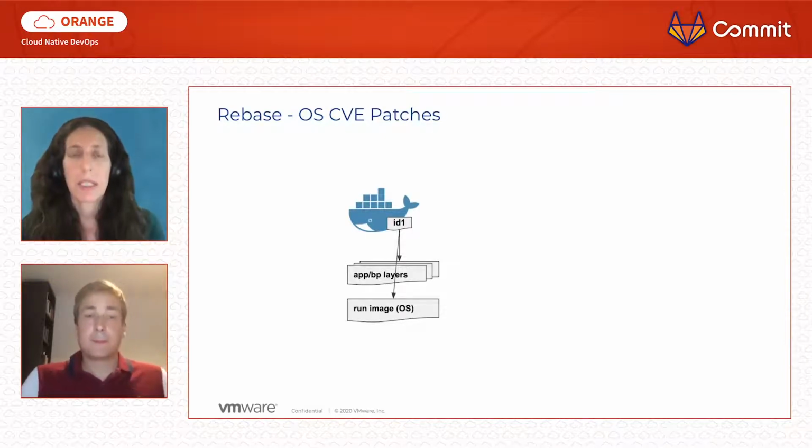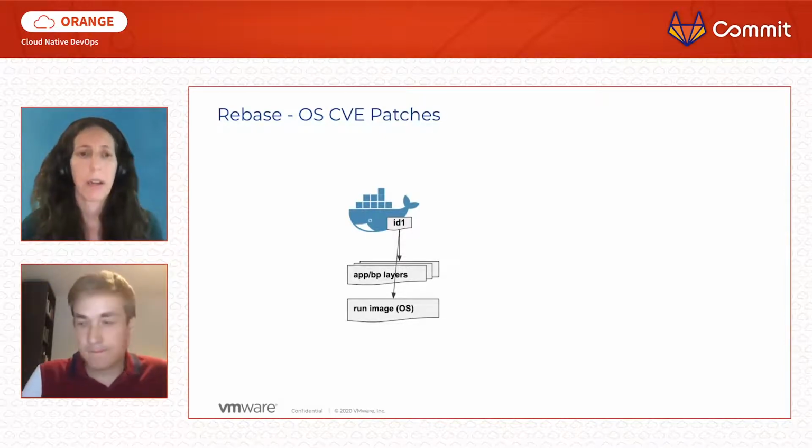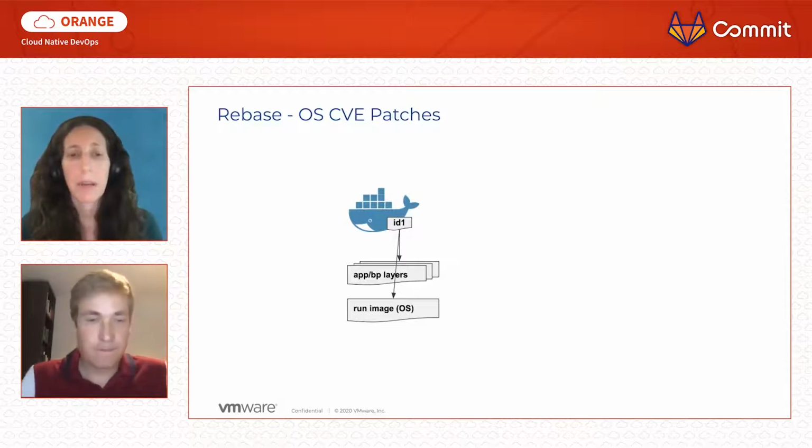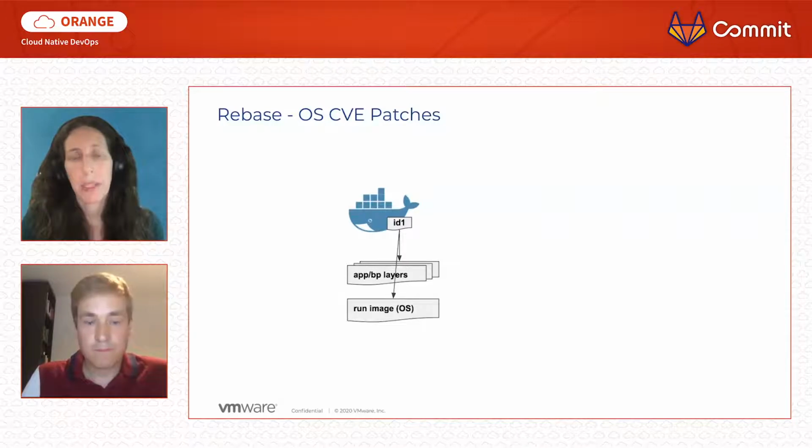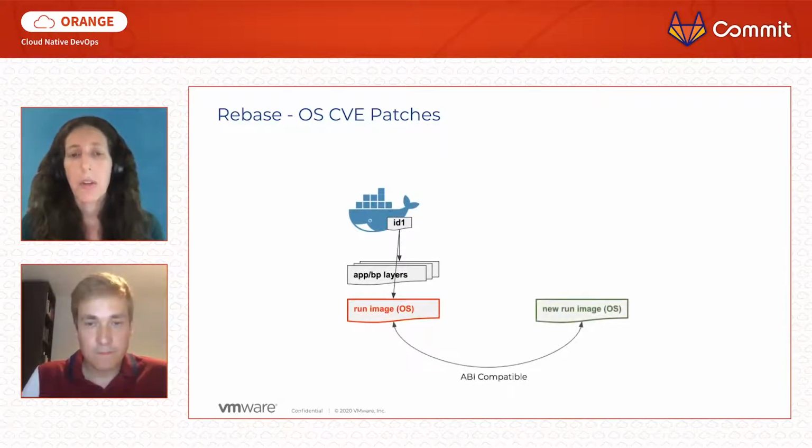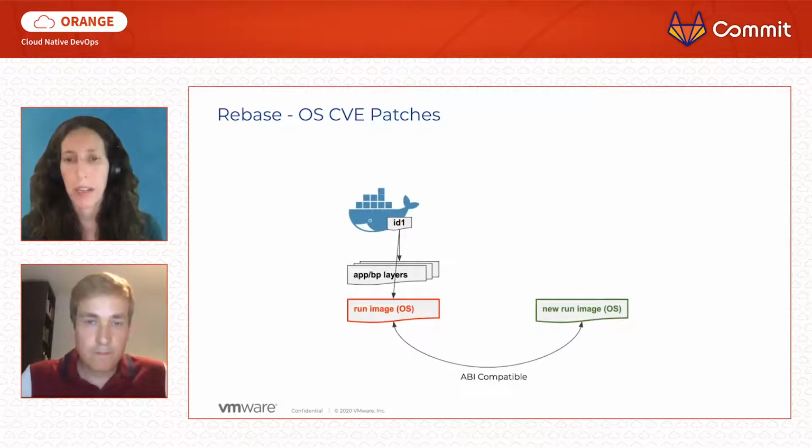Think about a situation like Heartbleed or Spectre, where there's a vulnerability in the operating system. And as an enterprise, you might need to patch hundreds or thousands of virtual machines or container images. In the case of Cloud Native Buildpacks, the way this works is, say you have an image and a vulnerability is detected at that operating system level. A new operating system with a patch is made available, right? And as soon as that patch is available, you would obtain the new run image.